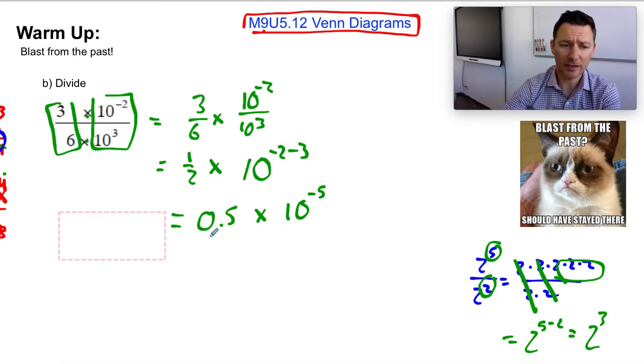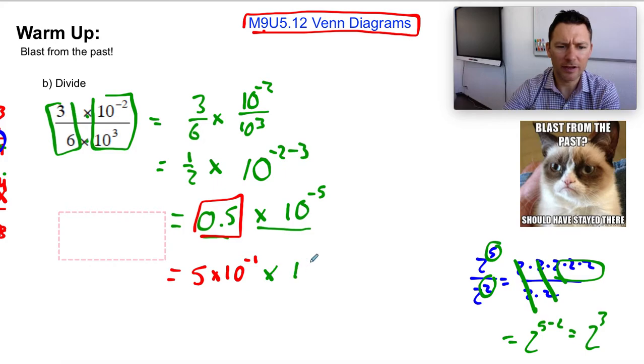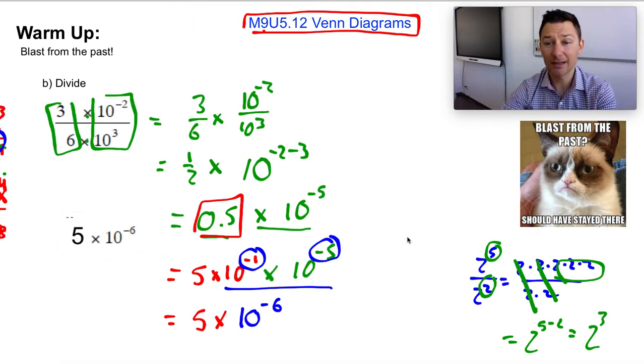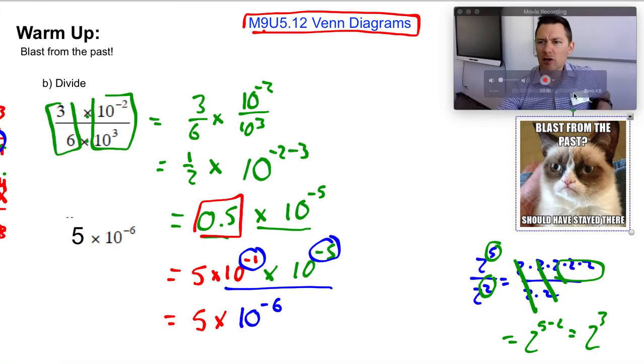And that's close to scientific notation, except that isn't in scientific notation. So I'm just going to turn this piece, instead of calling it 0.5, I'm going to call it 5 times 10 to the negative 1. And this is still there, times 10 to the negative 5. And then we can combine these pieces and call it 5 times, well, when you multiply powers, you add same bases, you add their exponents, so 10 to the negative 6. Cool, and so that's where you get this from. Bing! Blast from the past, should have stayed there.